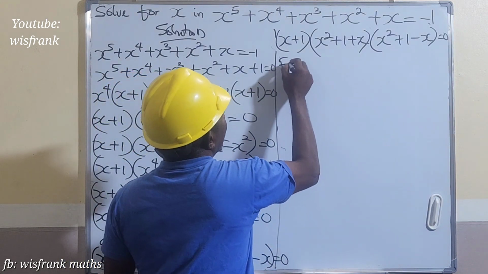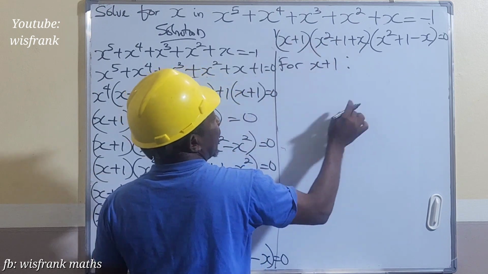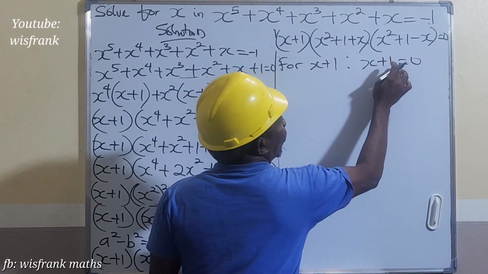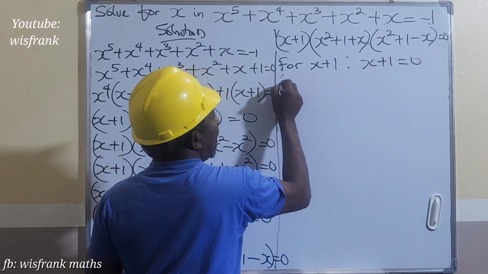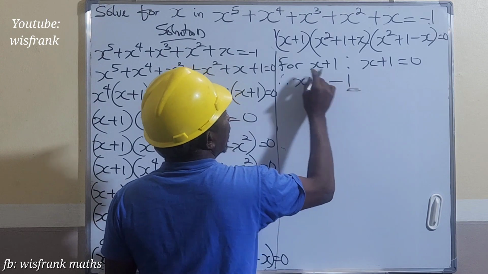So for x + 1, we have x + 1 = 0. We will transpose 1 to the other side. Therefore, x will be equal to −1. This is for the first one.